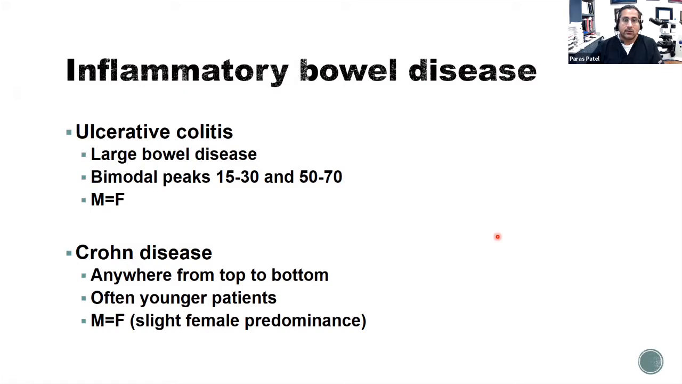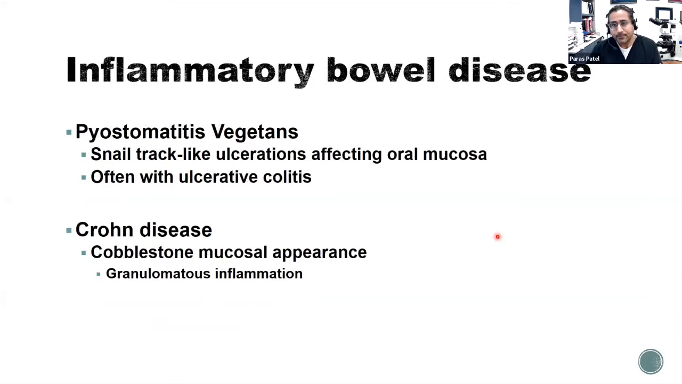So inflammatory bowel diseases, ulcerative colitis and Crohn's disease, anywhere from top to bottom for Crohn's, like I mentioned, and ulcerative colitis is typically large bowel disease. UC, or ulcerative colitis, has bimodal peaks in 15 to 30, and then a little bit older in the 6th through 8th decades, and relatively equal distributions in regards to affecting males and females. Crohn's, on the other hand, oftentimes we see this more in younger populations. It does have a slight female predominance, but it is roughly equal in regards to its effect and gender selection.